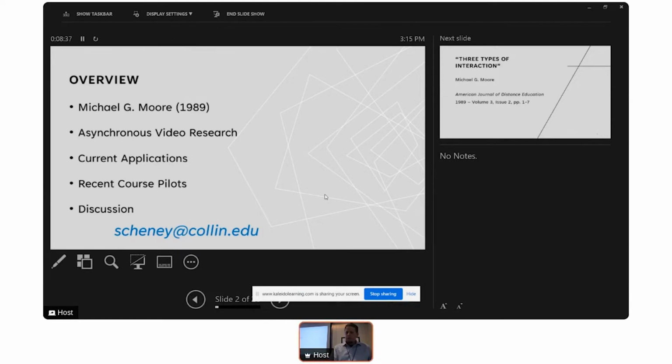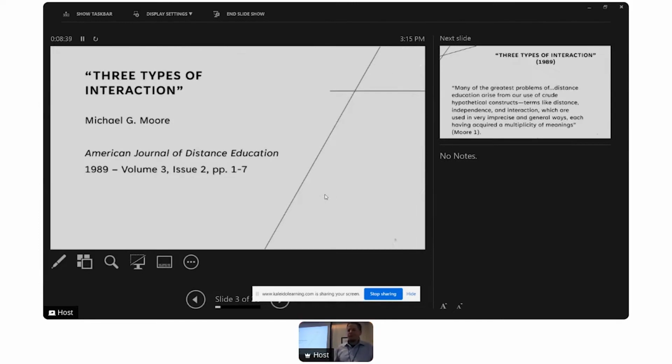So let's start with something old. 3 types of interaction. Michael G. Moore, who I think is retired from Penn State, 33 years ago, wrote this article, and you may be familiar with the ideas in the article, even if you're not familiar with the article itself. It was a short article, but in those 33 years, it's been cited 6,000 times. So if you write an article and that happens, probably there's something to it.